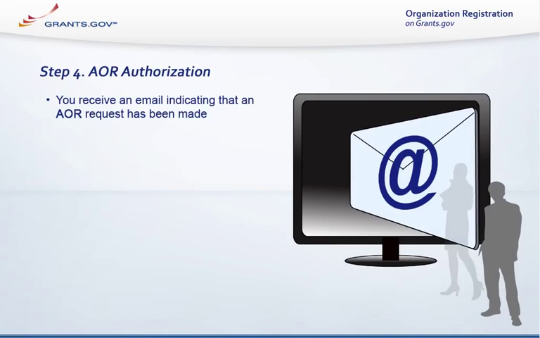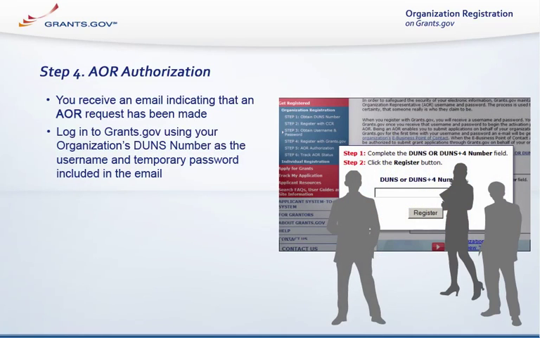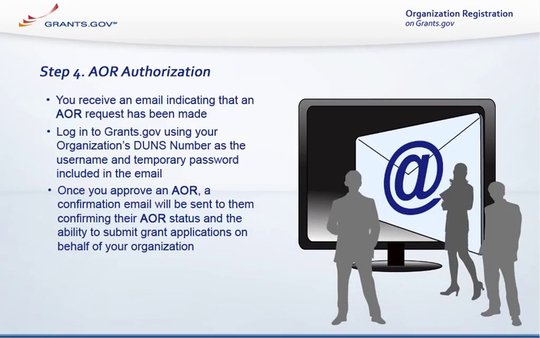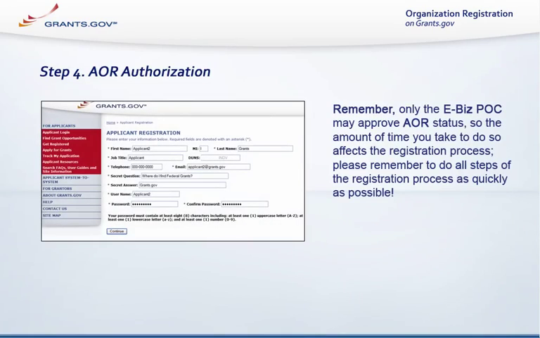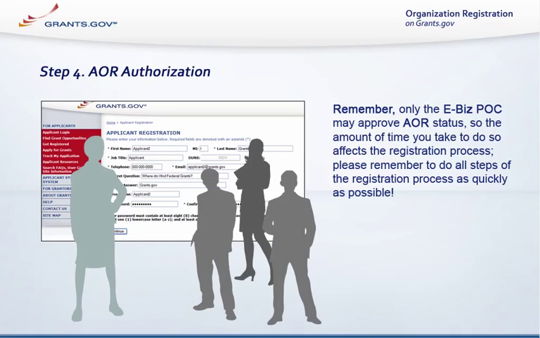Once you receive an email indicating that an AOR request has been made, you will then log in to Grants.gov using your organization's DUNS number as the username and temporary password included in the email. Once you approve an AOR, a confirmation email will be sent to them confirming their AOR status and the ability to submit grant applications on behalf of your organization. Remember, only the eBiz POC may approve AOR status, so the amount of time you take to do so affects the registration process. So please remember to do all the steps of the registration process as quickly as possible.